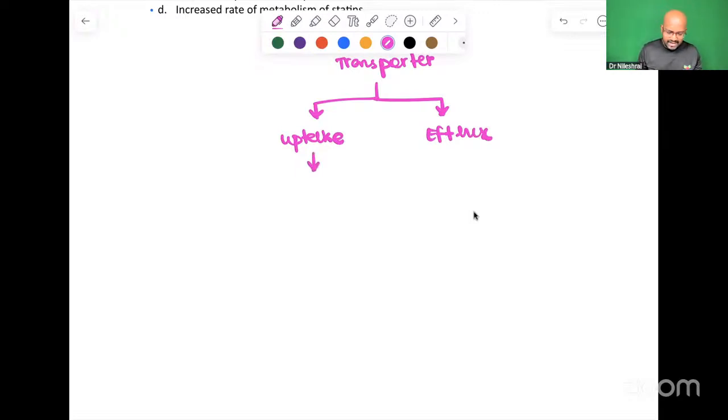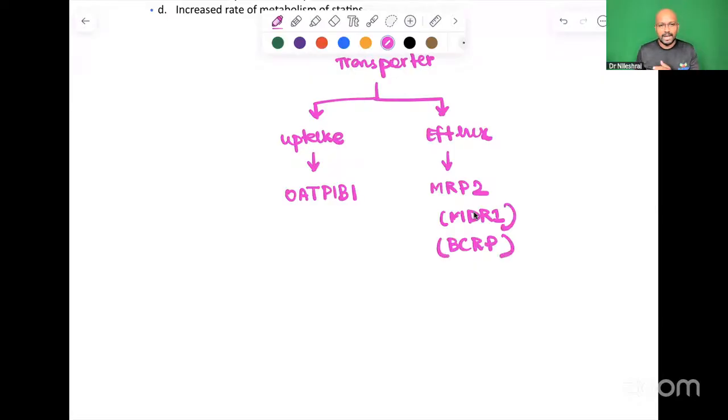Uptake transporters have multiple different subtypes. All of these together are called OAT transporters, the OAT family. Out of this, we have OATP1B1. Similarly, we have OATP2B1, OATP1B3. Lots of different subtypes are there. I've given you a basic subtype of it. Efflux transporters, we have MRP type 2. This is the family of those areas, guys. Within this MRP, we have lots of subtypes like MDR type 1, then your breast cancer resistance protein, BCRP. All these molecules come under MRP.